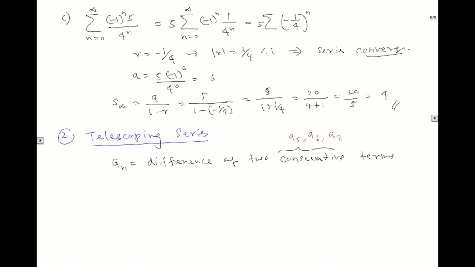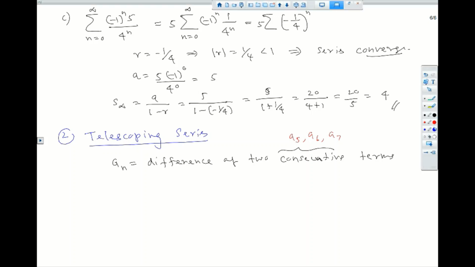Okay, good. So if you can write a_n as the difference of two consecutive terms, you can show that there's a nice cancellation going on. So let's look at an example and try to understand the idea. So the first thing, let's look at an example.